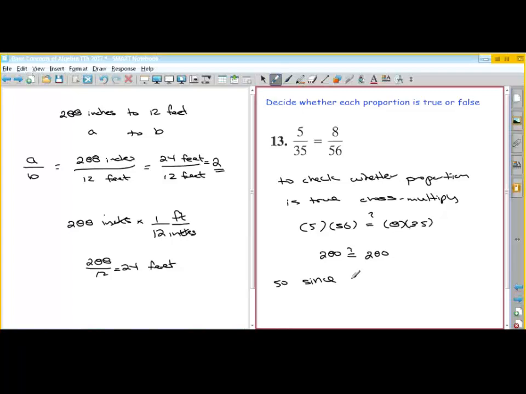So we can say, since the cross multiplication was true, meaning equal, the original proportion is true.